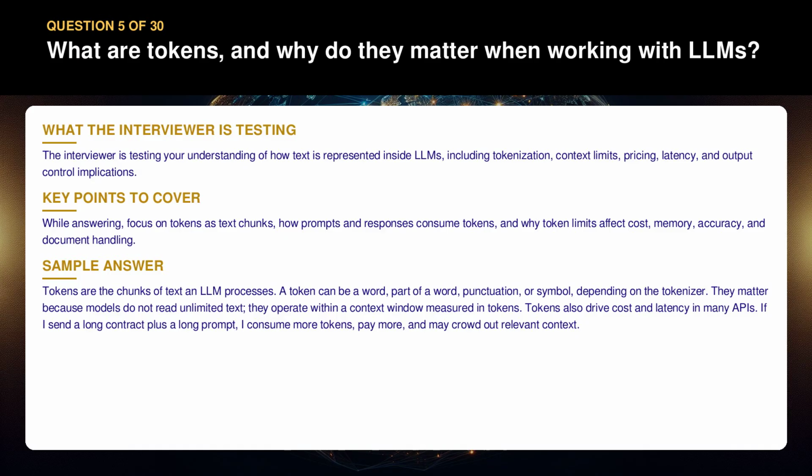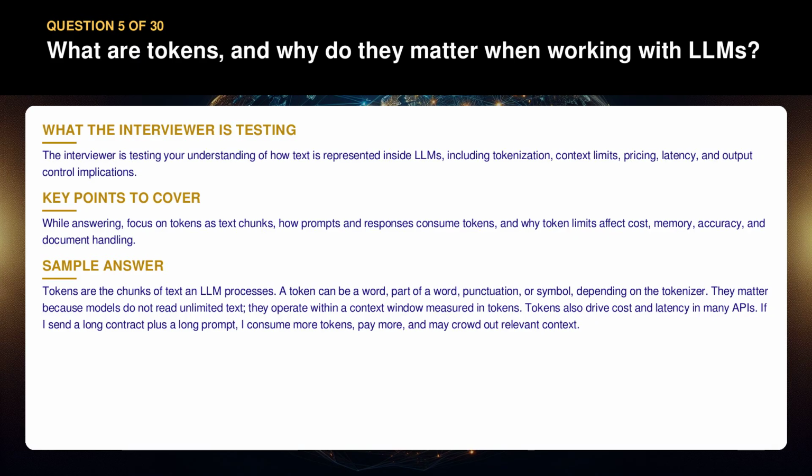Tokens are the chunks of text an LLM processes. A token can be a word, part of a word, punctuation, or symbol, depending on the tokenizer. They matter because models do not read unlimited text. They operate within a context window measured in tokens. Tokens also drive cost and latency in many APIs. If I send a long contract plus a long prompt, I consume more tokens, pay more, and may crowd out relevant context.